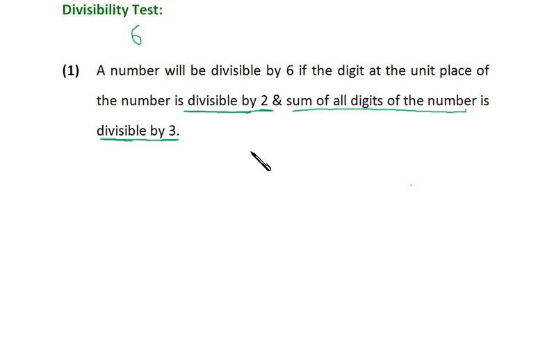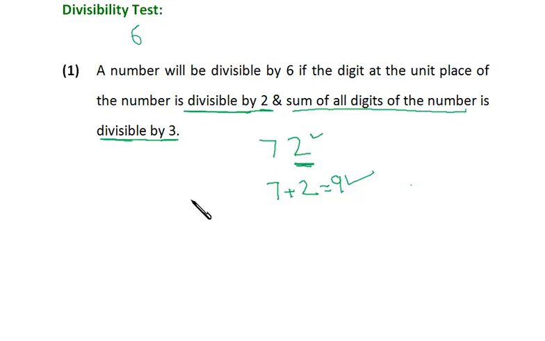For example, we'll first take a 2-digit number. Suppose we've got this number 72. Now over here, the units digit should be divisible by 2. So 2 is very well divisible by 2, right? And now the addition of both of these numbers should be divisible by 3. So 7 plus 2, that's equal to 9. And 9 is divisible by 3. So therefore, 72 as a whole is divisible by 6, right?